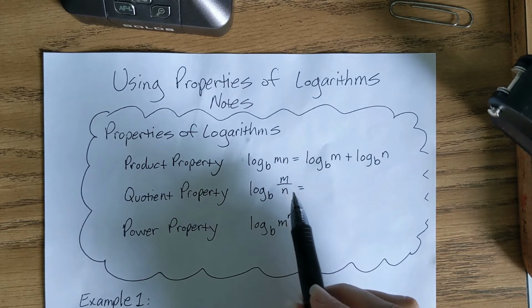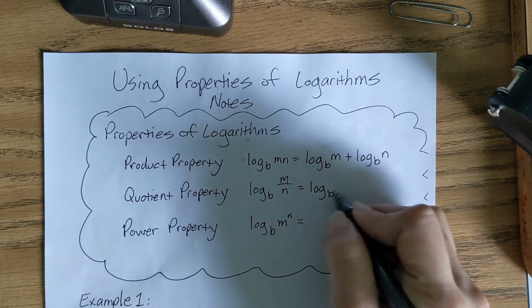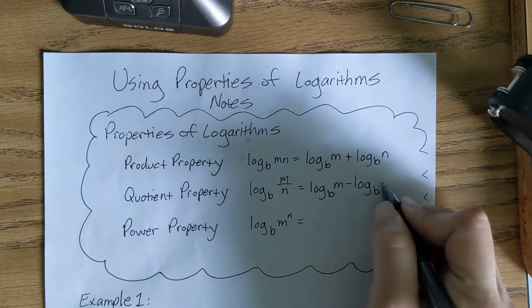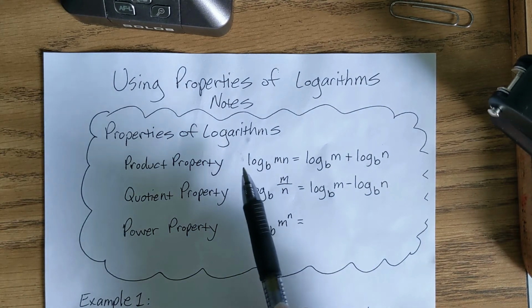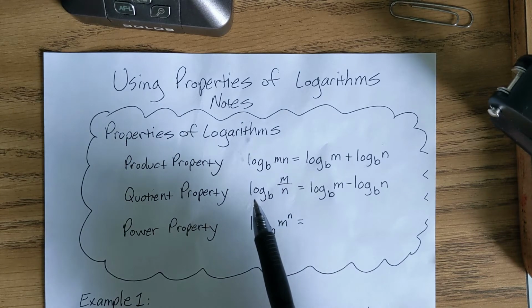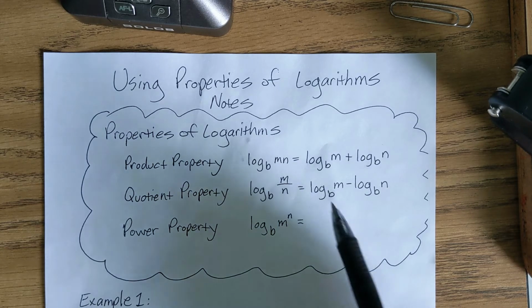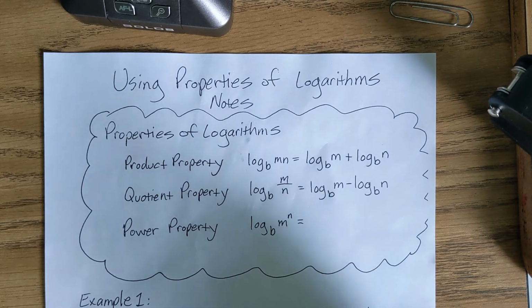Okay, so this one is going to be similar except for the division. You could probably guess that's going to be subtraction. So this is going to be log_b M minus log_b N. Notice how here we have log written once, here we have log written twice, same thing here. Log written once, here it's written twice for both of the numbers. And this division turns into subtraction, the multiplication turns into addition.